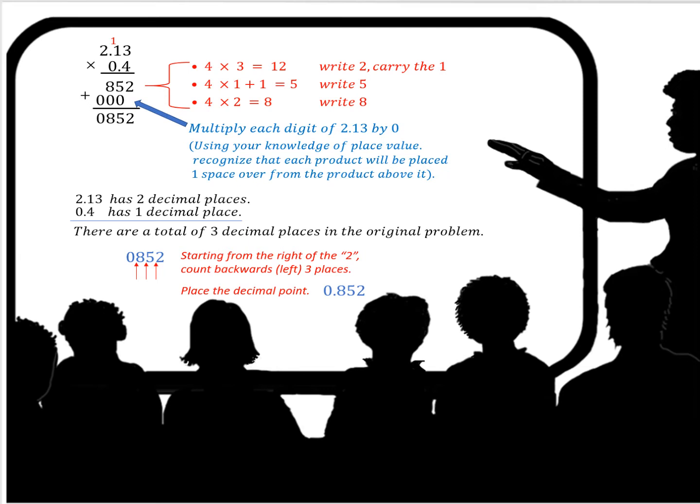Where are you going to put that decimal point? Well, start all the way to the right at the 2, after the 2, and you're going to go backwards or to the left 3 decimal spaces. 1, 2, 3. And that's where you're going to put your decimal point. So your final answer is 0.852.